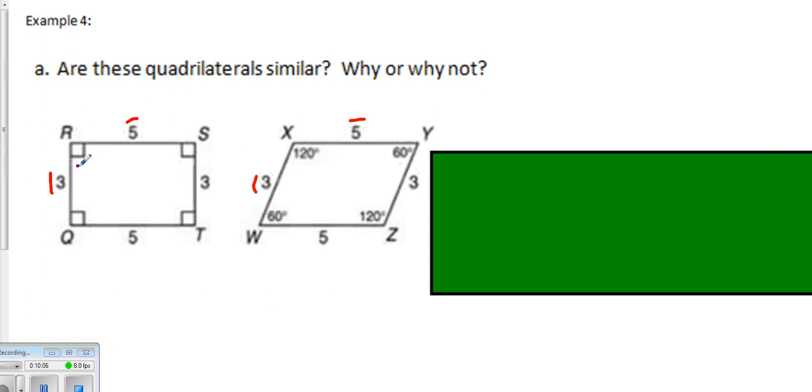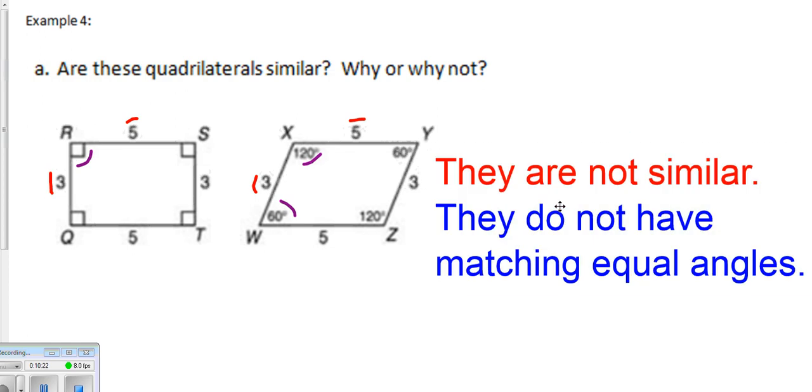On here though, in this corner we have a right angle. In fact, we have right angles in all of our corners. In this figure we have 120 degrees and 60 degrees. So our angles do not match up. So in this case we would say these figures are not similar. They do not have matching equal angles. You can tell just by looking at them they are not the same shape, even though they are pretty much the same size. 5 and 5, 3 and 3. Because they are not the same shape though, they would not be considered similar.